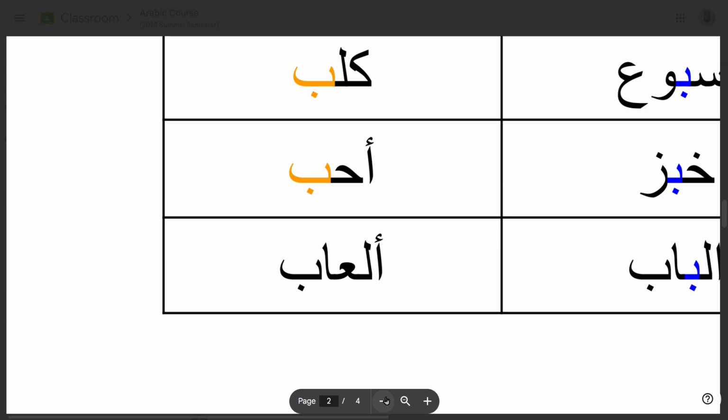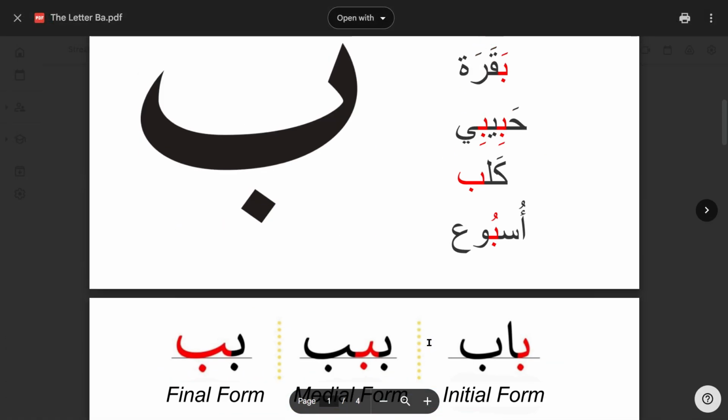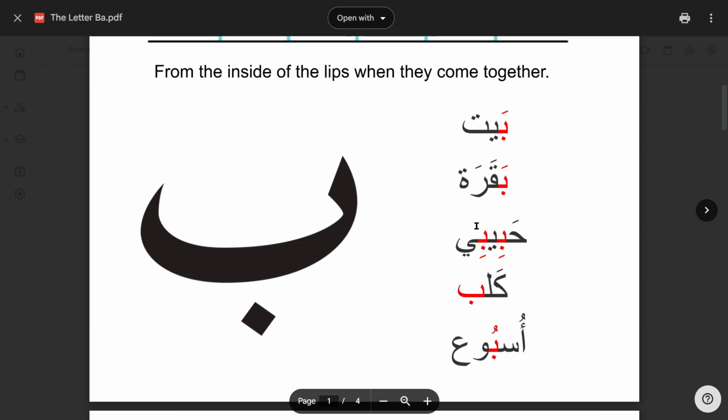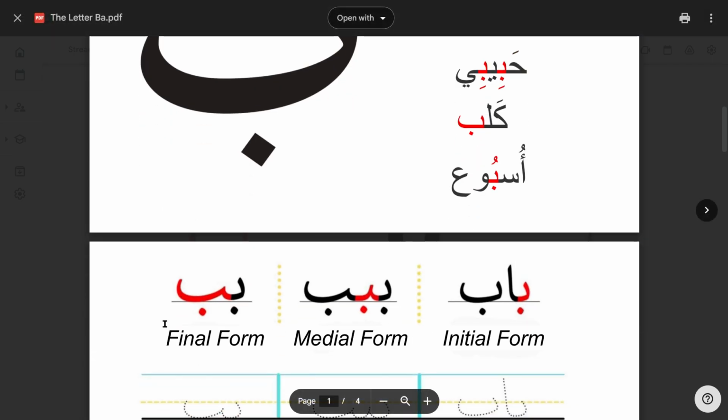Anybody have any questions? We covered the letter, how you pronounce it, and how to identify it in its different forms.